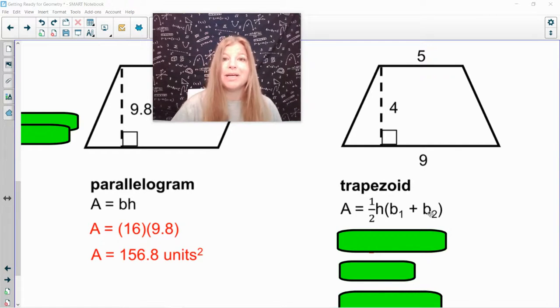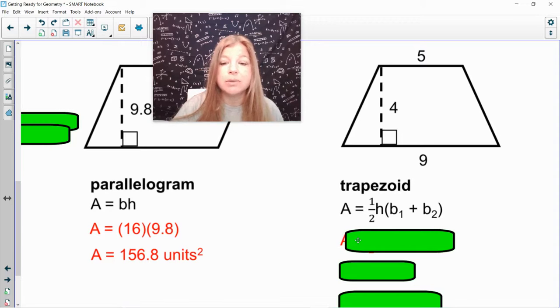Now again, because addition is also commutative, it does not matter which one you technically label as your b sub 1, b sub 2. I maybe tend to put my base up top and call that my b sub 1, so 5 would be the b sub 1, 9 would be my b sub 2, my second base. But for the bases, it wouldn't matter if I added 5 plus 9 or 9 plus 5, it's going to give us the same result.